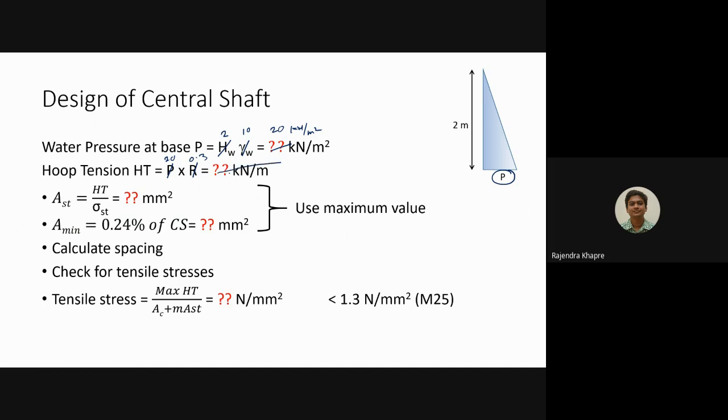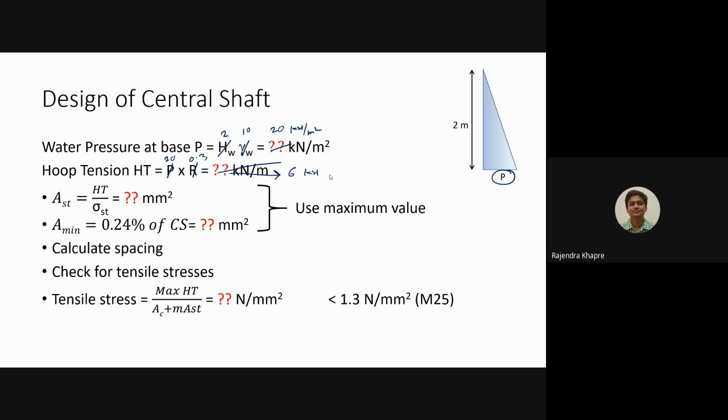How much will be this one? That is 0.3 into 20, that is 6 kilonewton. So the tension in the wall, the maximum tension, will be at the bottom, and the maximum tension is 6 kilonewton. This is the axial tension.